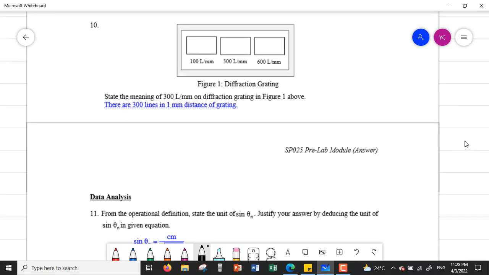Question 10. Refer to figure 1 above. State the meaning of 300 lines per millimeter on the diffraction grating in figure 1. So, what is meant by 300 lines per millimeter? 300 lines per millimeter means that there are 300 lines within 1 millimeter distance of the grating.